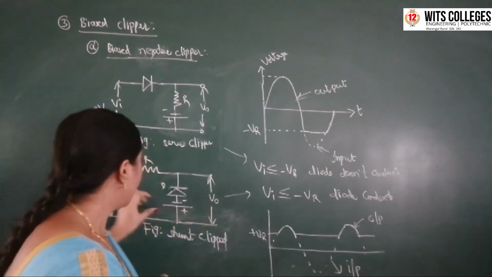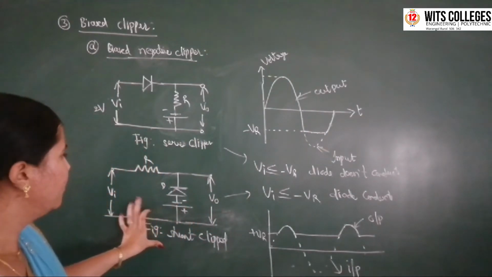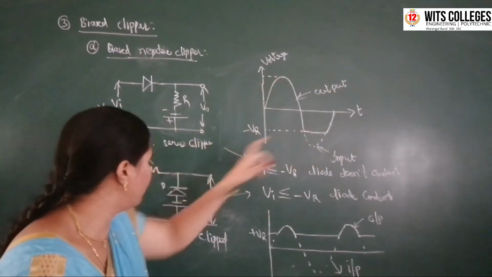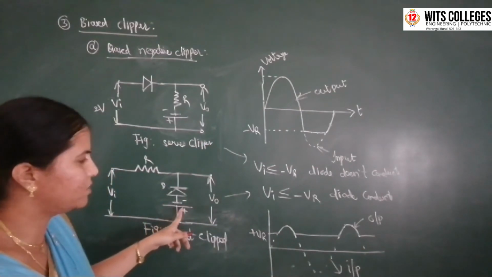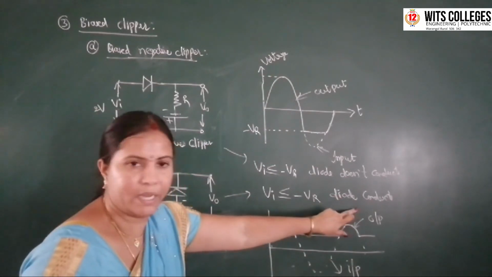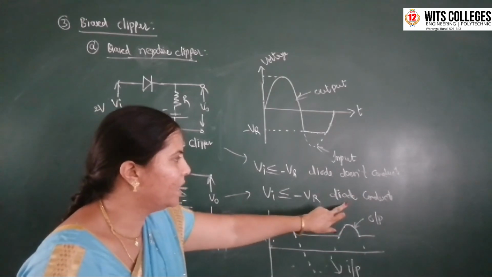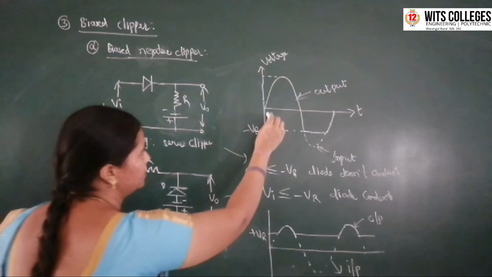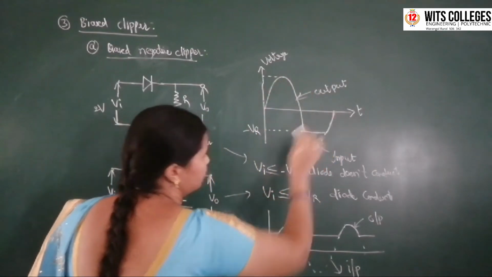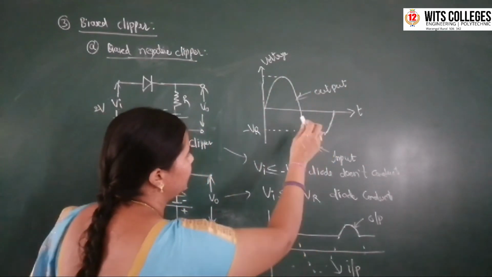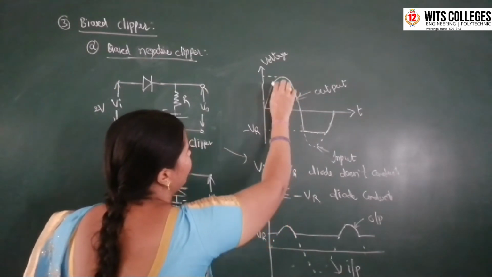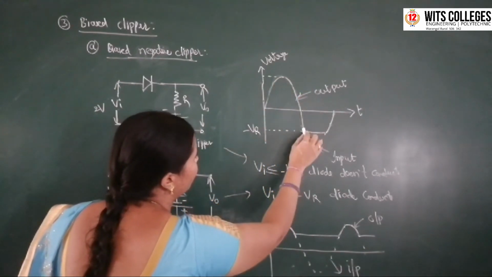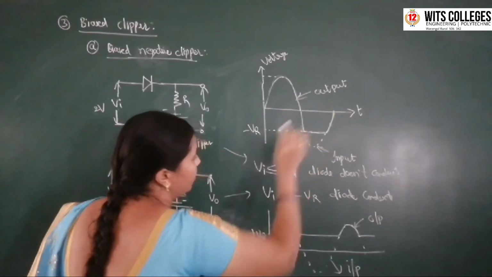Okay? So coming to the shunt clipper, what will happen? When the input voltage is less than or equal to minus VR, the diode is going to conduct. So the diode conducts, which means you will get the output waveform like this. The remaining positive portion goes to the output and only the negative half cycle is clipped off here.